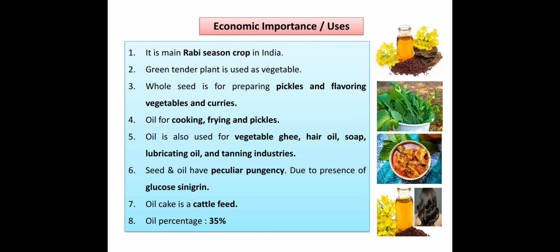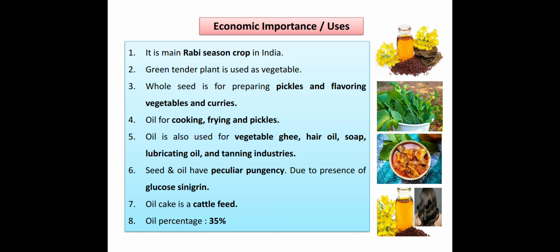Now the next point is economic importance or its uses. It is one of the most important rabi season crops of India, which can also be used as a leafy green vegetable. The whole seeds are generally used for preparation of pickles and flavoring of vegetables and curry. Its oil is good for cooking as well as frying and pickle purpose. Oil is also used for preparation of vegetable ghee, hair oil, soaps, lubricating oil, and tanning industries. Seeds and oils have peculiar pungency, and that is due to the presence of glucosinolates.